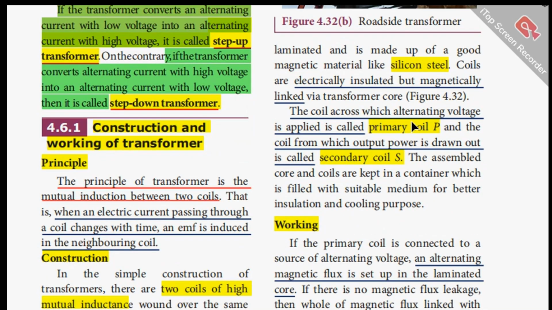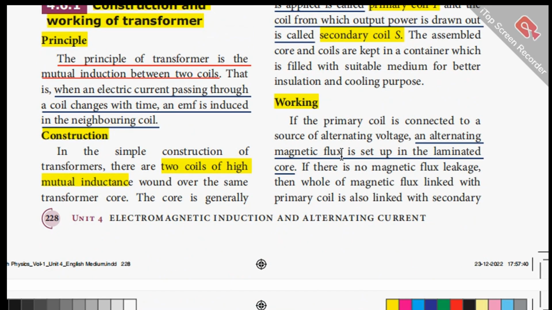The coil across which alternating voltage is supplied is called the primary coil P, and the coil from which the output power is drawn is called the secondary coil S. The assembled core and coils are kept in a container filled with a suitable medium for better insulation and cooling purposes. Next we will see the working of a transformer.